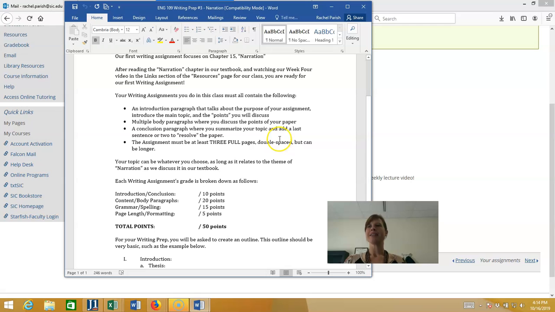So ideally, 3 full pages for this paper. It can be a story about an event in your life that has happened. It can be a story about an event in a family member or a friend's life, or if you want to talk about something that's happened in your community.